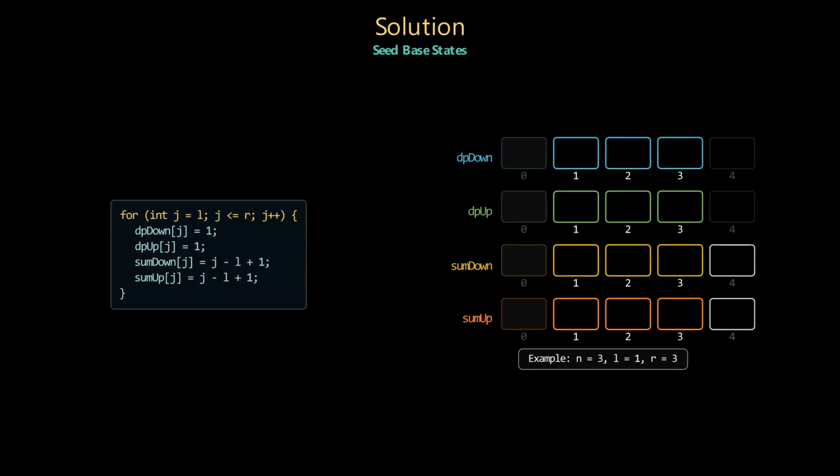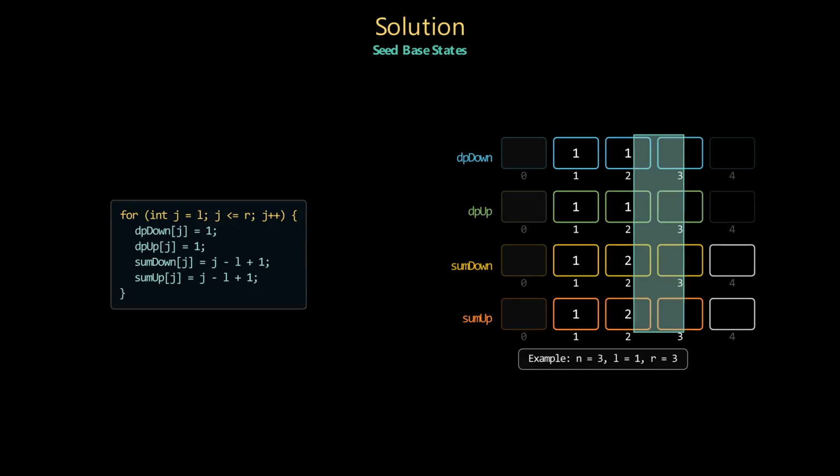Now we bootstrap our base cases by sweeping across our active range from L to R. Because a single standalone number is a valid path for either direction, every active slot gets an initial count of 1. We immediately accumulate these across our arrays to build our starting prefix sum reservoirs.